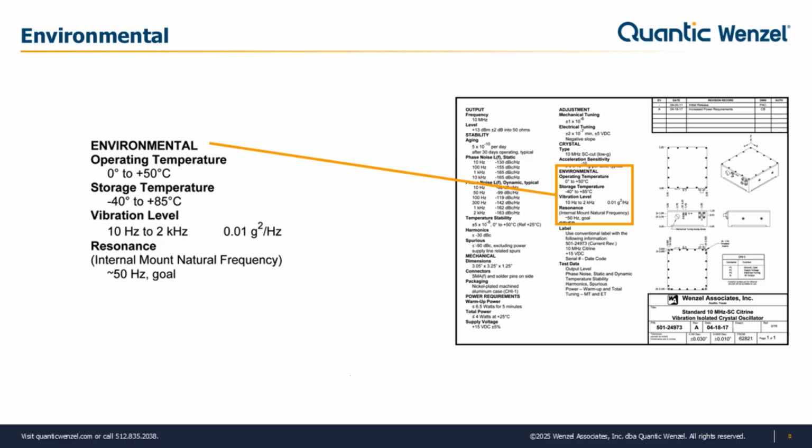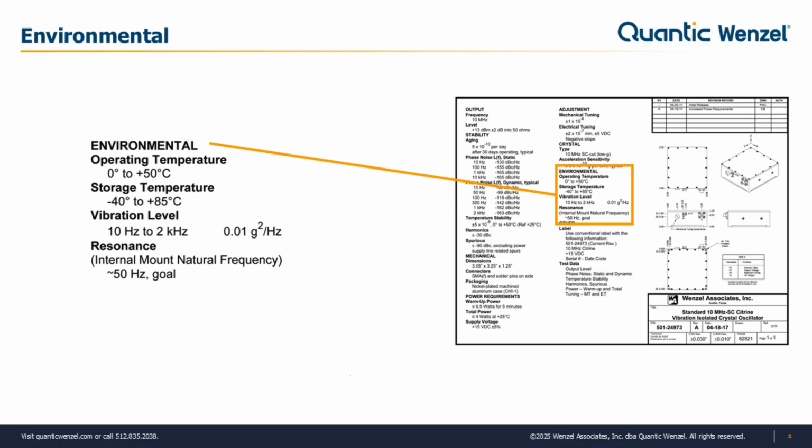Environmental specifications define the range of environmental conditions under which the oscillator is designed to operate reliably and maintain its specified performance levels. The operating temperature specification defines the range of environmental temperature, specified in degrees Celsius, within which the device is designed to maintain specified performance levels. The storage temperature specification defines the environmental temperature range within which the device can be stored unpowered without being adversely affected.